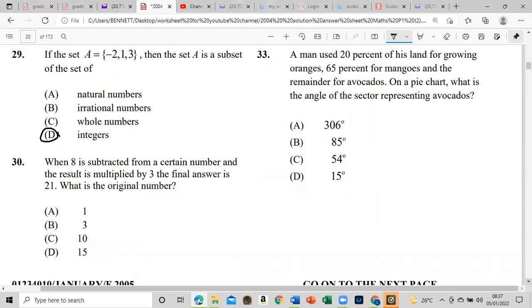When 8 is subtracted from a certain number and the result is multiplied by 3, the final answer is 21. What is the original number? Alright, so guys, I shall encourage you guys to try it as we go along. You guys can definitely try.